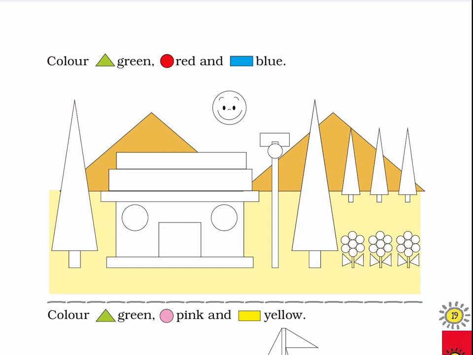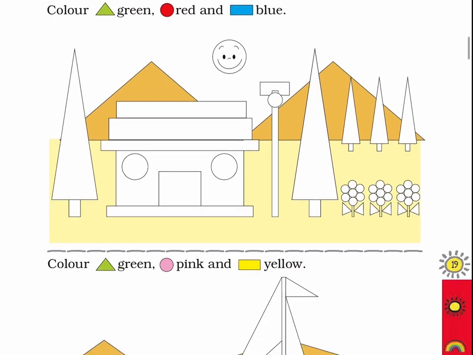At the left side of the house, there is a lamp post which is drawn with the rectangle and the circle. At the bottom right side, 3 small flowers are made with the help of small circles and triangles. Question 1. Color the triangles in green, circles in red, and rectangles in blue color.